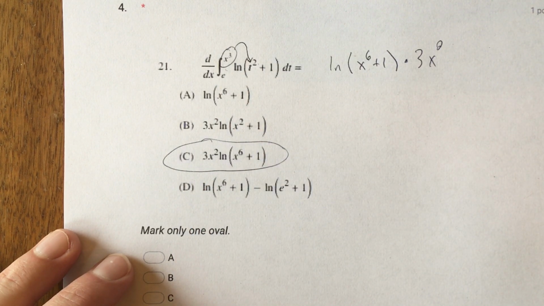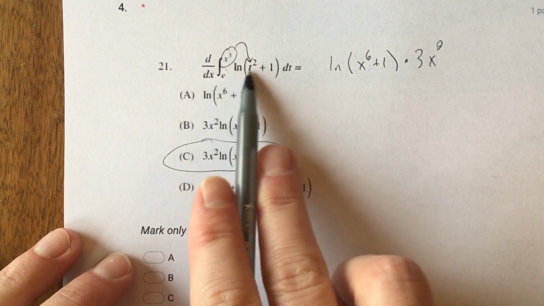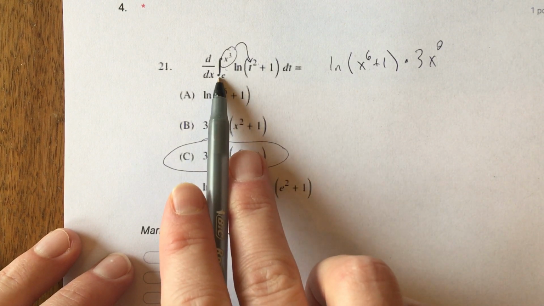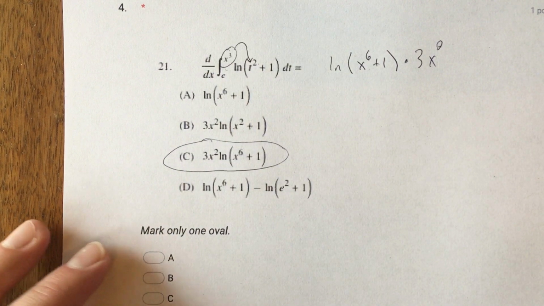So don't get too excited on that one. C is our choice. D looks tempting with the e, but e is a number, and so anytime it's a number, it's going to go away when you take the derivative. So that's why we have to do it that way.